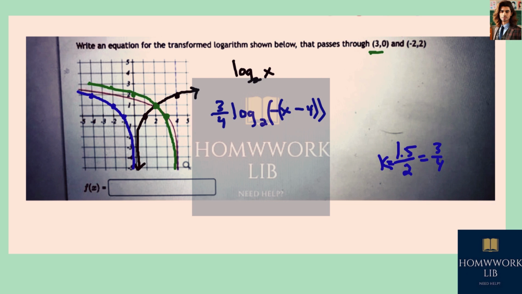then I believe that will match up perfectly here. And so our function should be 3/4 log base 2 of negative of x minus 4, or negative x plus 4 if you'd rather.